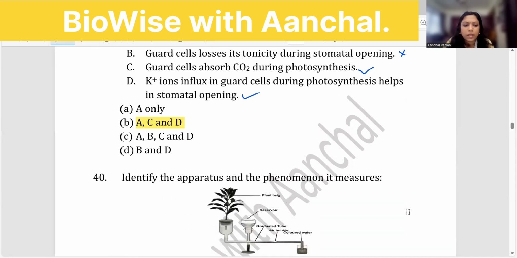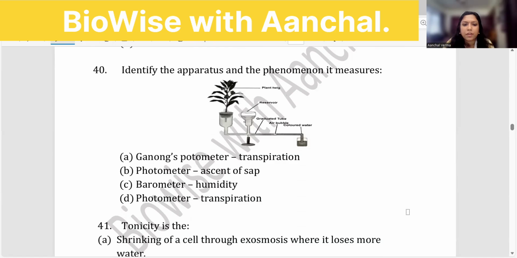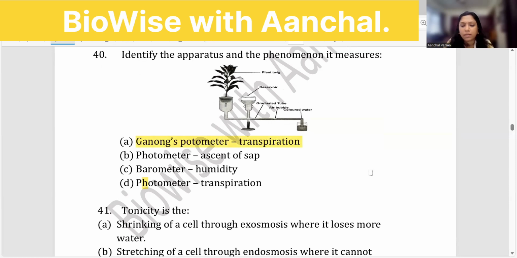Next one. Identify the apparatus in the phenomenon. Now, what is the apparatus? This one is called Ganong's potometer, which is for transpiration. Photometer, ascent of sap. Barometer, humidity. Or potometer, transpiration. Here photo means light. It is potential, water. So, the answer is Ganong's potometer.